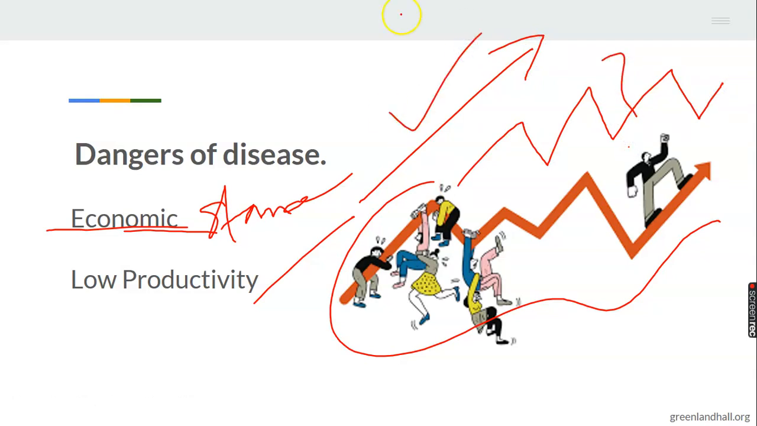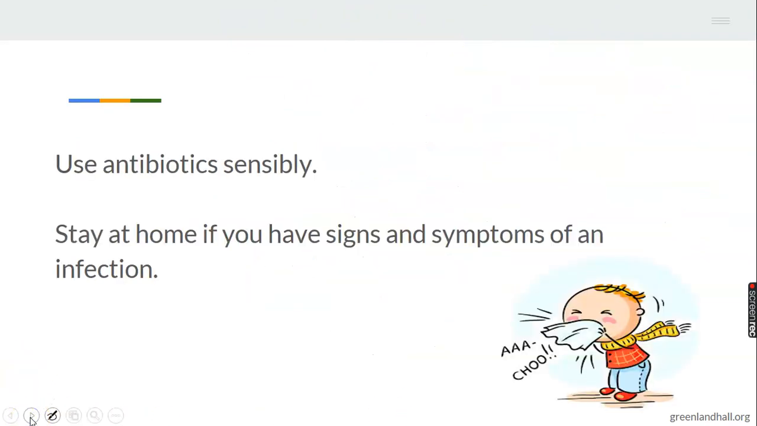All right. So when we have disease, it affects a lot of things. One, economy, productivity level will be low, and sometimes it can also lead to death. Do you know that? Yes, it can lead to death. If you have disease and it's not treated, the person may die. How do we go about it? You have to use antibiotics sensibly. All right. You don't overdose.